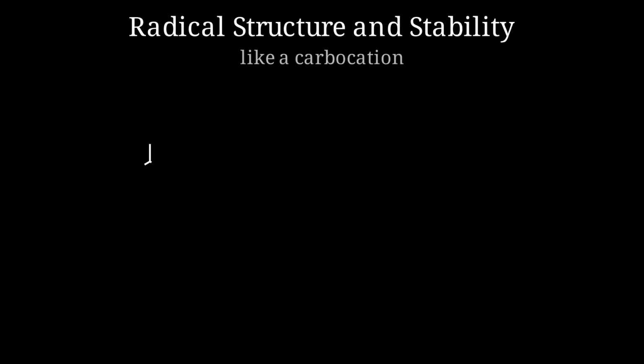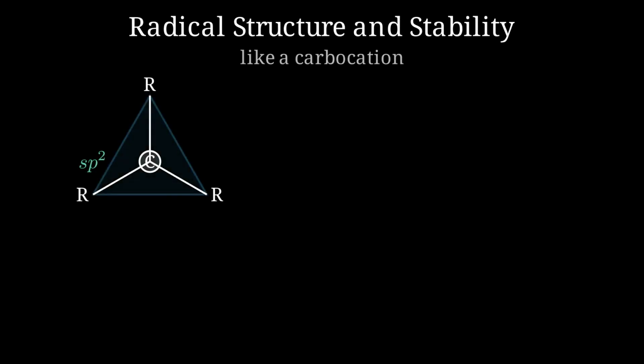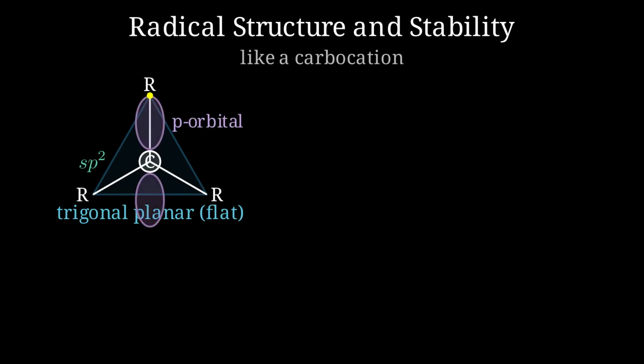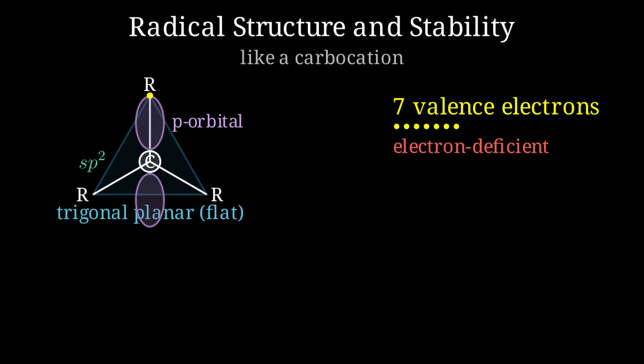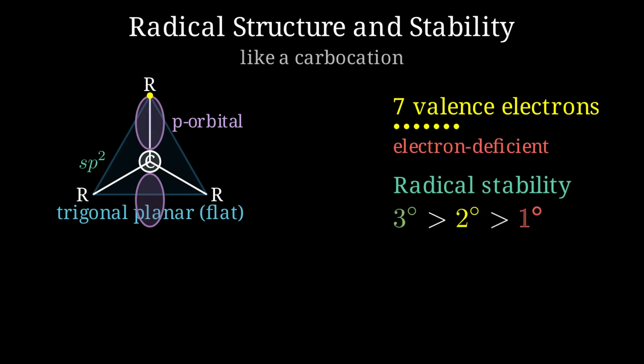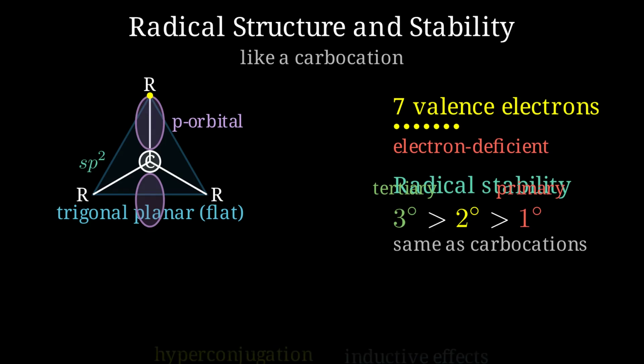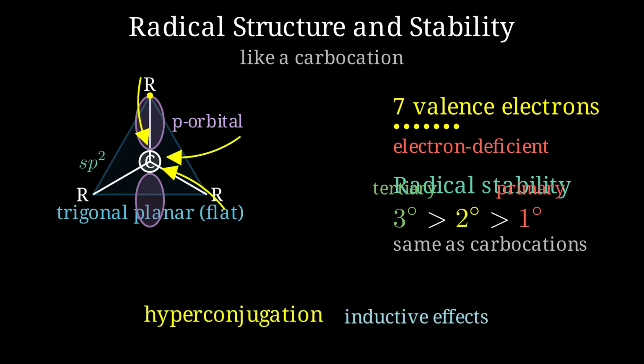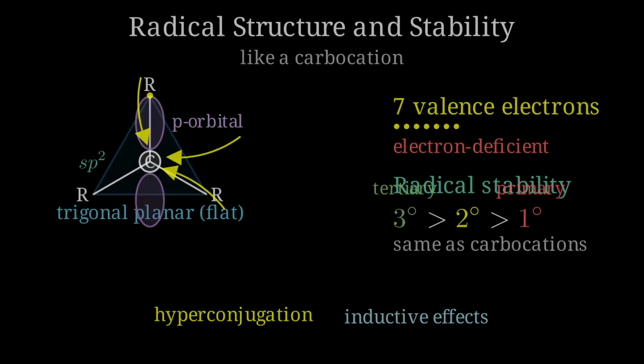Like the carbocation, it's generally considered sp2 hybridized and flat, with that lone electron sitting in the p orbital. Because it is electron deficient, it only has 7 valence electrons, it follows the same stability patterns as carbocations. Tertiary radicals are more stable than primary ones because of, you guessed it, hyperconjugation and inductive effects.